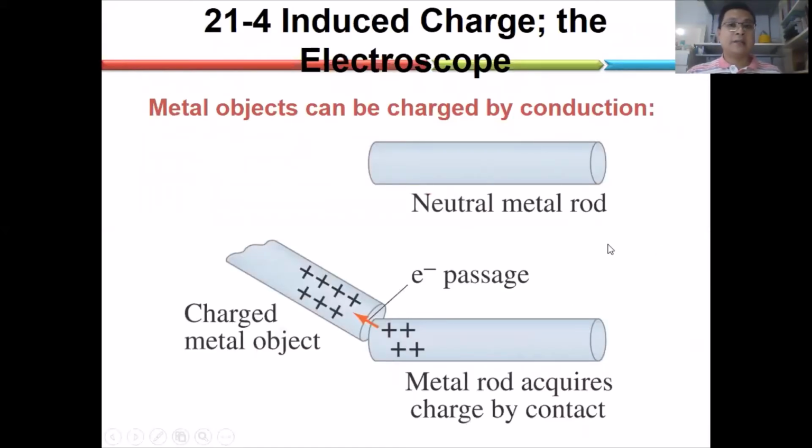Okay, on the topic of the electroscope, a metal object can be charged by conduction. So take a neutral metal rod, and the negative electrons can charge the metal object. The metal rod is charged by contact. So the charge can be transported in a conductor material. This we call conduction.